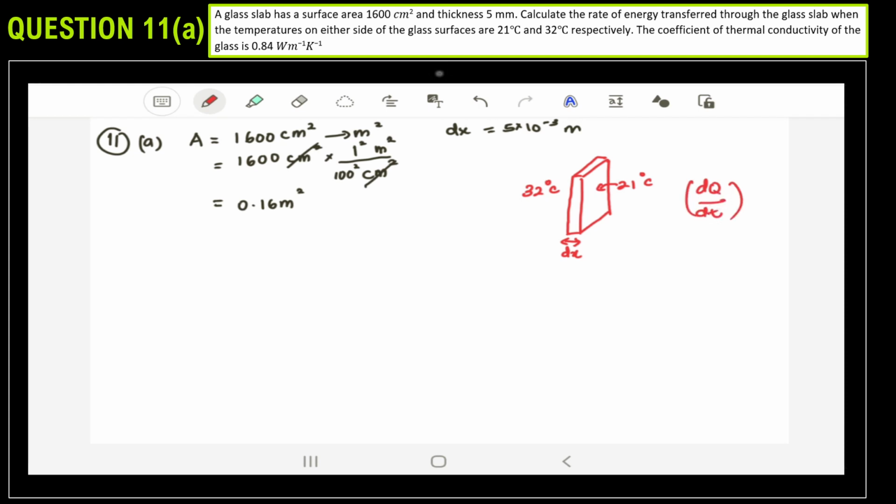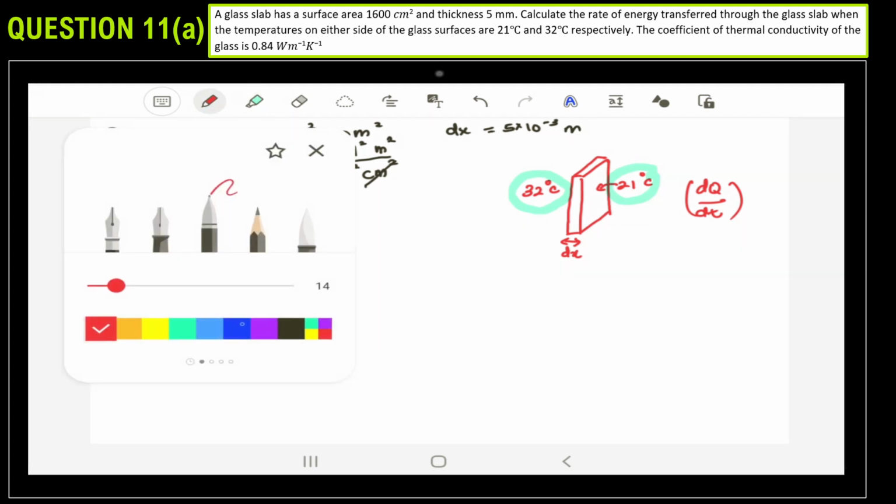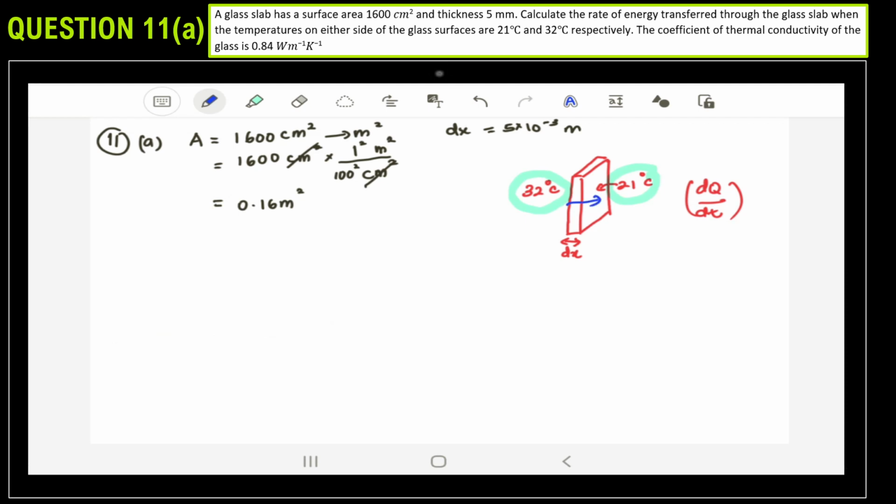So we can straightly calculate. Before we start, look at the temperature. The higher temperature is the initial T and this is the final T, because heat will be transferred from the higher temperature to the lower temperature, in this direction of transfer. So now we can write T final is equal to 21 degrees Celsius and T initial is equal to 32 degrees Celsius.